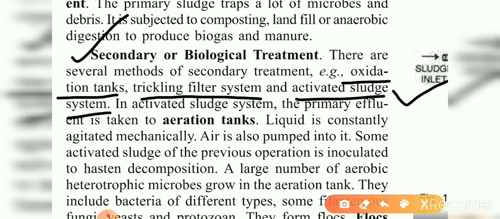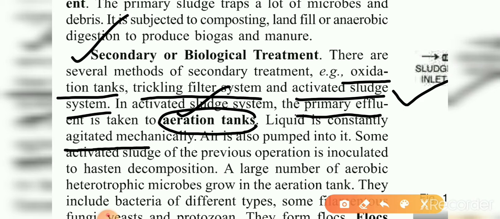So what is done here? The primary effluent we have got from the first treatment, the physical treatment, where will we put it? We will put that into the aeration tank. And in the aeration tank we will constantly mechanically agitate that liquid, keep stirring it again and again. And we keep on pumping air into it also.